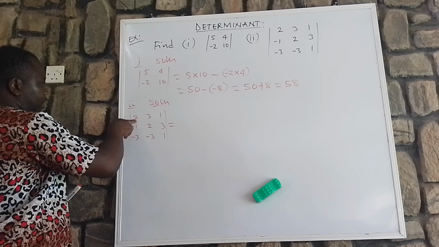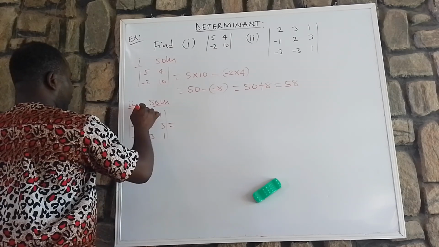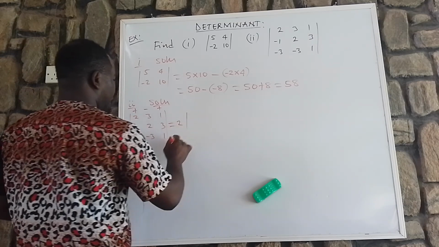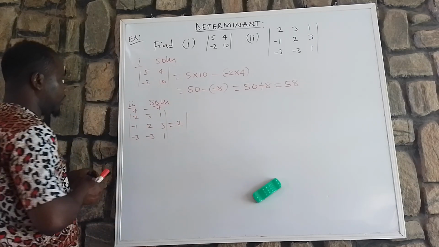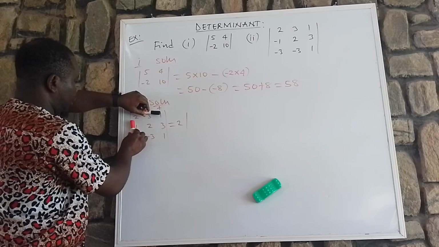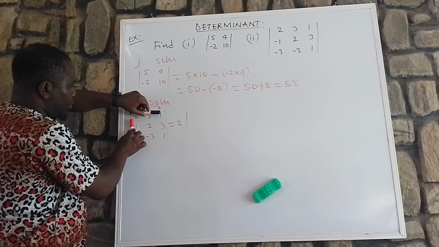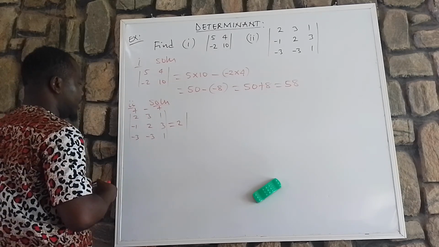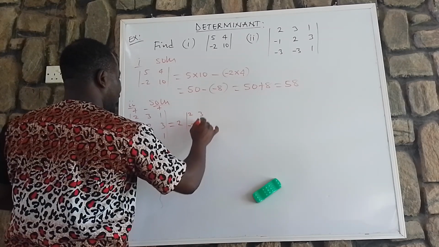We want to obtain the determinant of 2. How can we obtain the determinant of 2? Mind you, we are going with plus, minus, plus. So let us write 2, determinant of 2. It will cover the row of 2 and column of 2. Look at the board very well. You are saying 2, 3 minus 3, 1, isn't it? Okay, 2, 3 minus 3, 1.